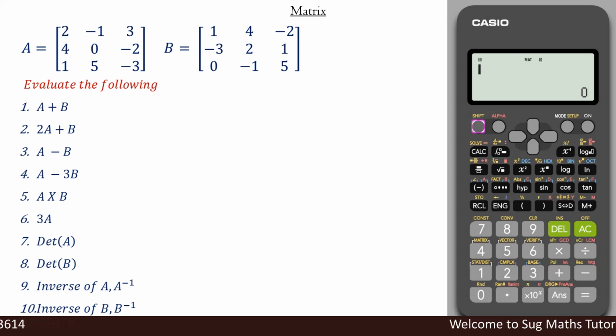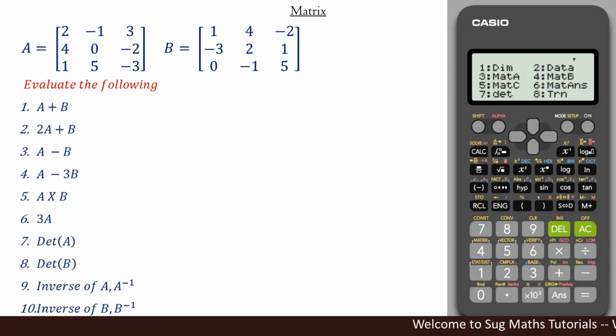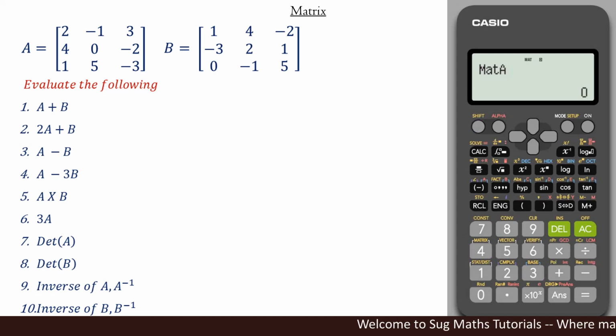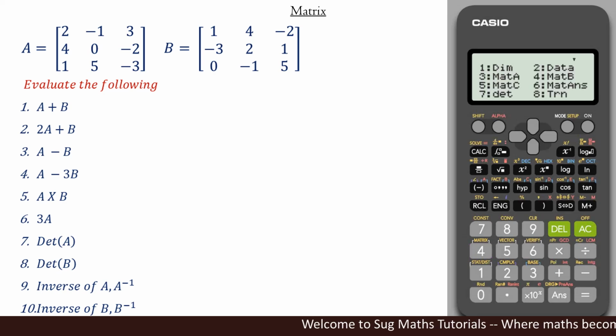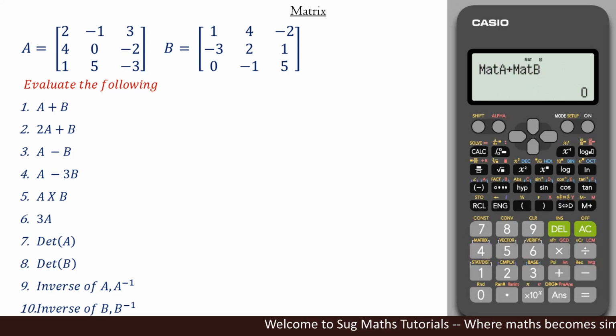I'll simply say shift, then 4, which is matrix, then what do I want to do? I select matrix A, which is 3. It has given me matrix A. What do I want to do? I want to say plus, I will go back again, say shift, come back to 4, matrix. Which one is matrix B? Option 4. So here I have matrix A plus matrix B. All right, good. I'll say equal to.